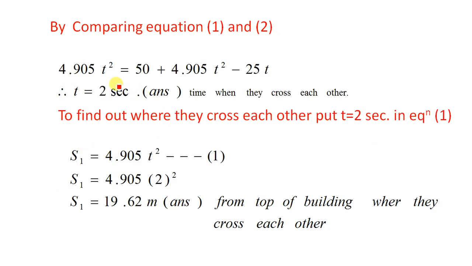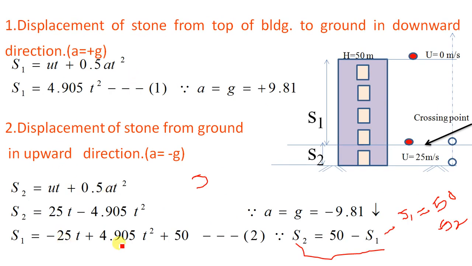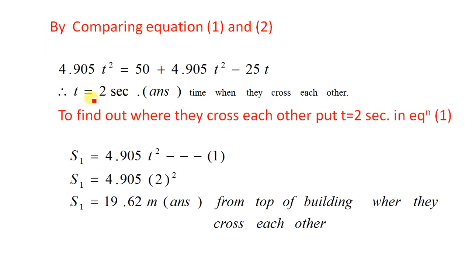Solving this by comparing equation 1 and 2. Let's say this equation is 2 and this equation is 1. Comparing these two equations, you will get the value of t, and that will give you the answer. t is equal to 2 seconds when they cross each other. To find out where they cross each other, put t equal to 2 in equation number 1. You will get the distance 19.62 meter from the top of the building where they cross each other. s1 is from the top.